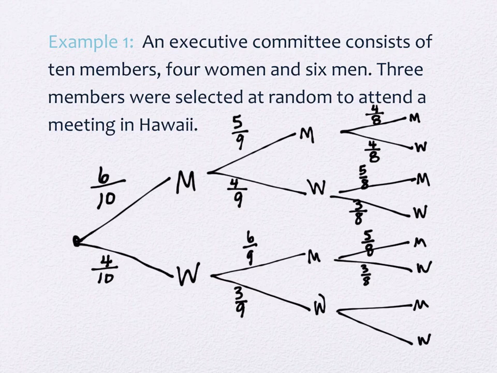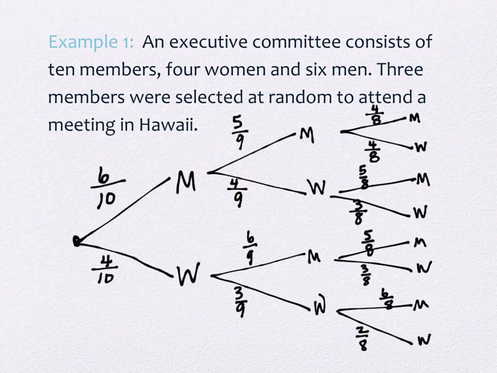All right, and our last branch down here at the bottom, we've selected 2 women. So how many women are left in my bucket? Or their names, not the people themselves. 2, right? 2 women's names, and there are still 6 men's names in the bucket. This is a completed tree diagram.